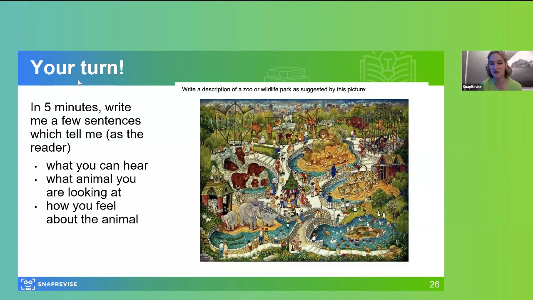So yeah, just pick some of the animals, think about what you can hear. If you have any other ideas, if there's something else that pops out to you about the source, then please tell me about that. But I'll give you 5 minutes, starting now.